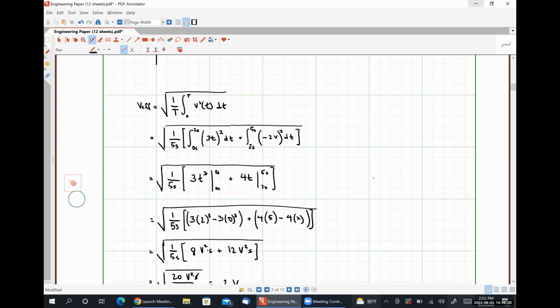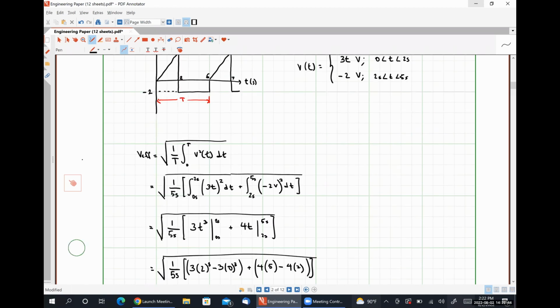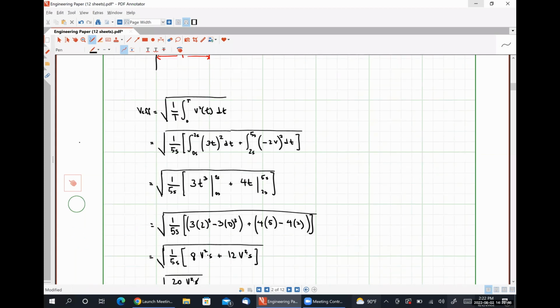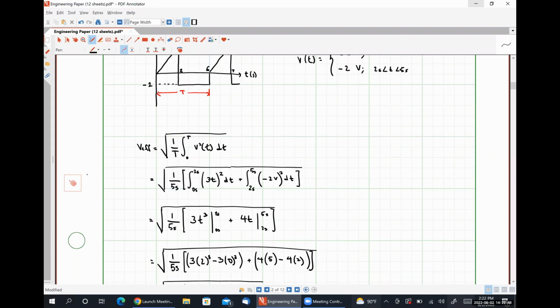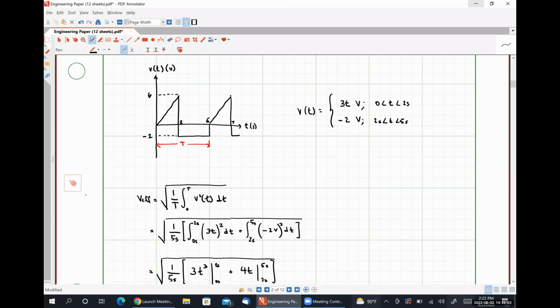RMS. So effectively, this funny looking signal up here, where it's a triangle wave followed by a rectangular pulse repeating over and over and over again, delivers the exact same amount of average power to an arbitrary load as just a 2-volt DC source would, okay? So this is how we would apply our effective value equation for a piecewise function.